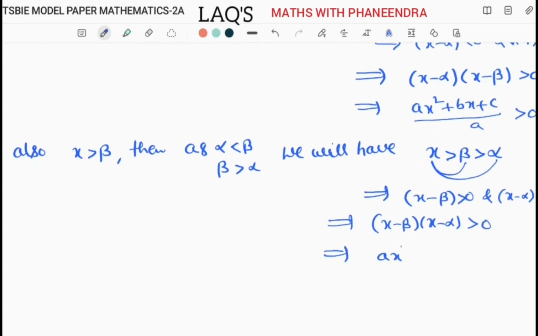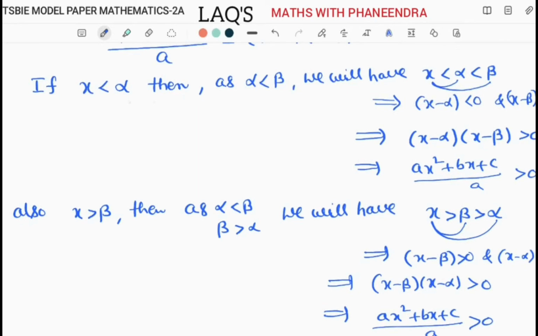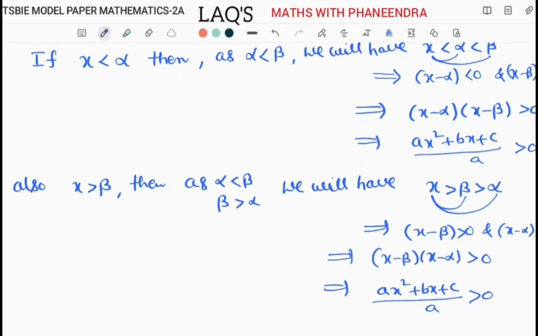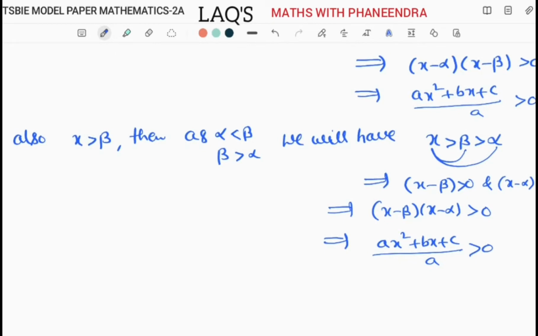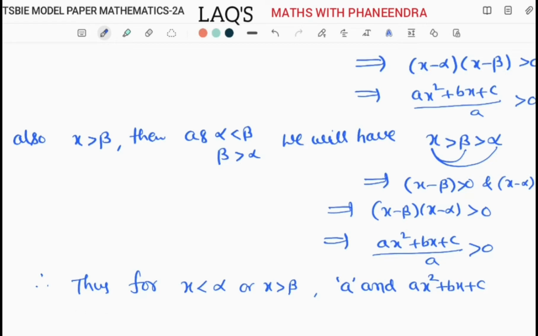Again, (ax square plus bx plus c) by a is greater than 0. In these two cases, when x is less than alpha and alpha is less than beta, and also x is greater than beta and beta is greater than alpha, in both cases the expression and a have the same sign. Therefore, conclusion step: for the values of x less than alpha or x greater than beta, a and the expression ax square plus bx plus c have the same sign. That's what they are asking to prove, no? Hence proved.